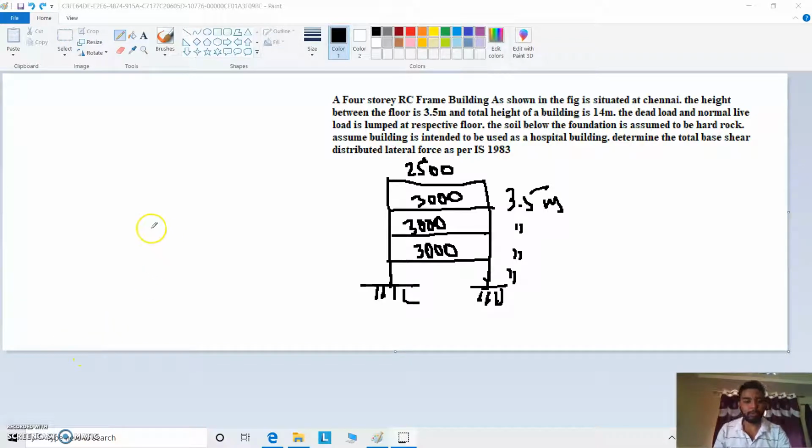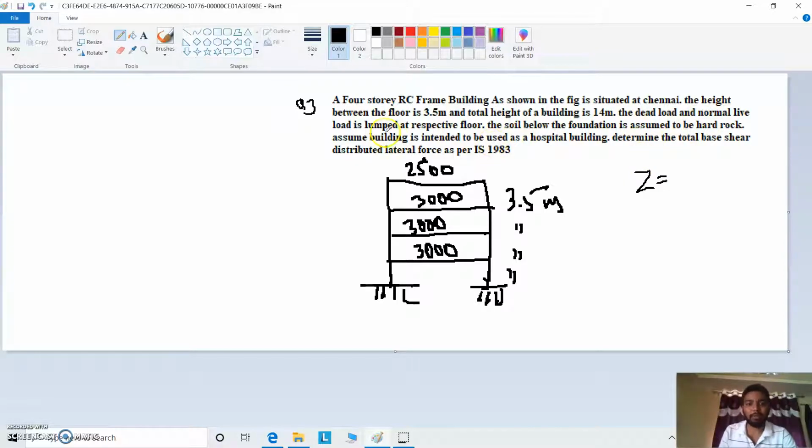Welcome students. Here we'll go with question number 3 on calculation of base shear for the multi-story building. In this question they have given a 4-story RC frame building, as shown in the figure, situated at Chennai. So the Z value is given as located at Chennai. So Chennai is lying in which zone? That is what we should know.